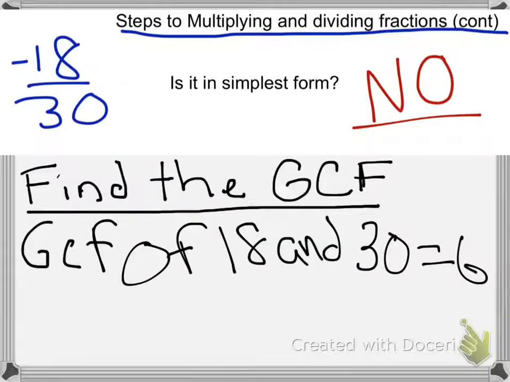Okay, so do you think it's simplified? Is it in its simplest form? Well, no, it's not. First, you have to find the GCF. The GCF of 18 and 30 is 6.